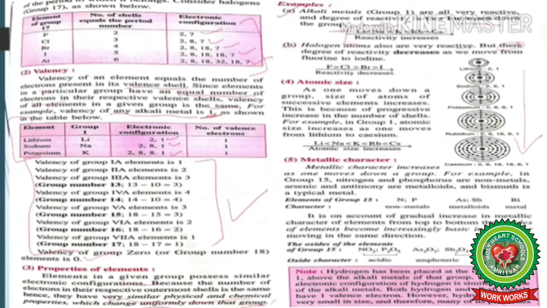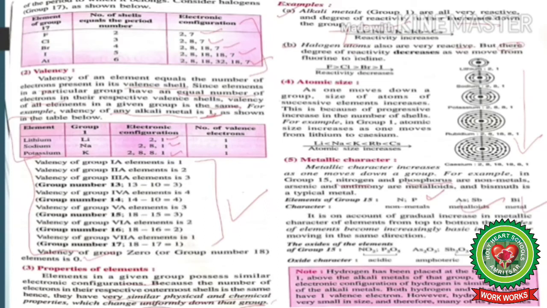Fifth is metallic character. Metallic character increases as one moves down a group. For example, in group 15, nitrogen and phosphorus are nonmetals. Arsenic and antimony are metalloids, and bismuth is a typical metal.